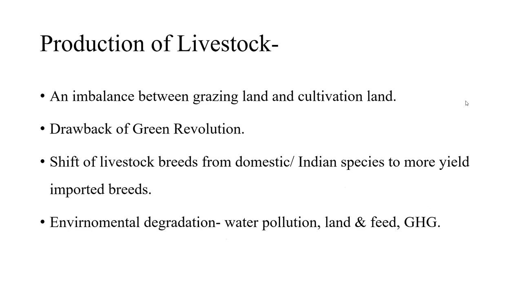The negative of production of the livestock sector is that it creates an imbalance between grazing land and cultivation land. That means production of livestock is more than the production of crop food, which is directly consumed. There is a huge drawback from the Green Revolution, which happened in 1969 in India. In the livestock sector, cattle were replaced by tractors, and natural manure was replaced by chemical fertilizer for production of feed. So technological innovation has affected the livestock sector hugely. This has led to a decrease in the cattle population over the years.